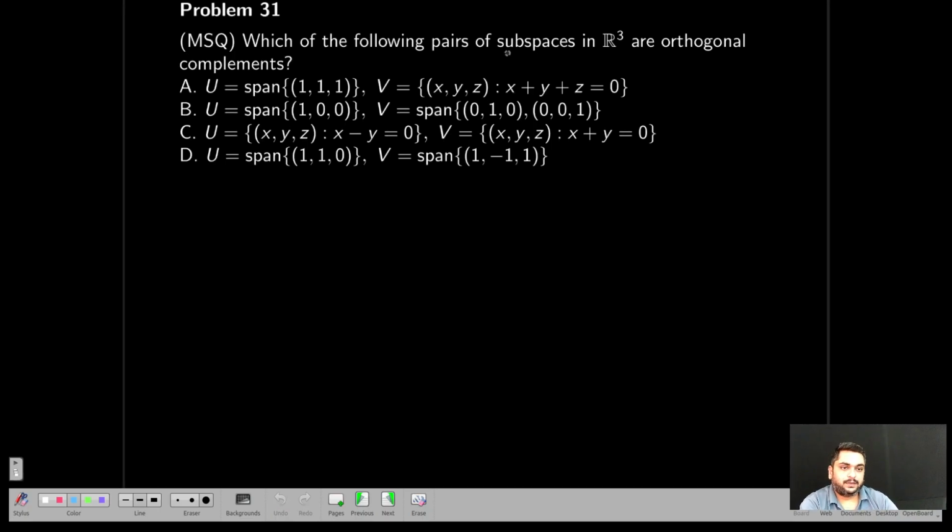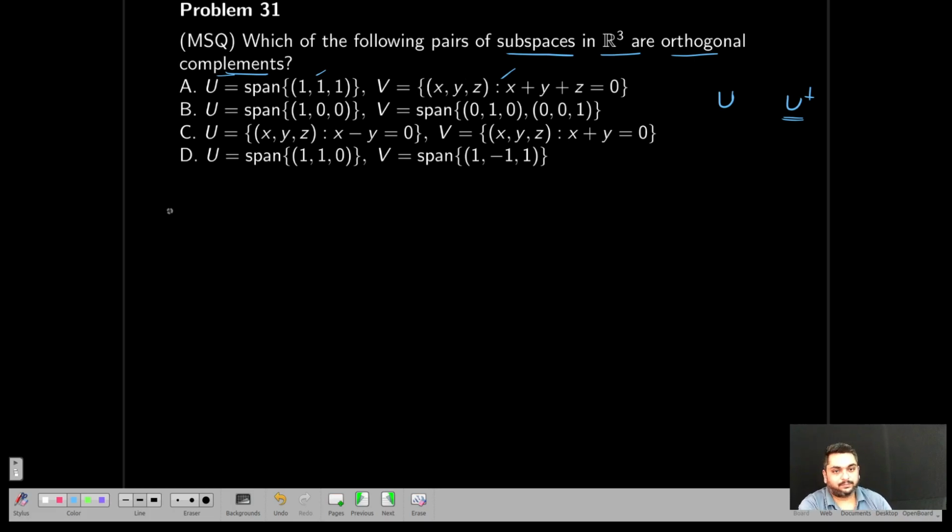Which of the following pairs of subspaces in R cube are orthogonal complements? Okay. So they should belong to the same space. That is the meaning. Orthogonal complement means what? So if U is the span or my subspace, then U complement is represented as the orthogonal complement of U. So how will you find it? That means the vectors given here and here should be orthogonal to each other. That is, the dot product should be 0.